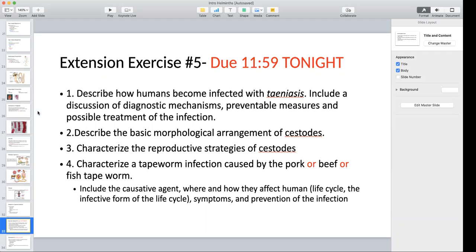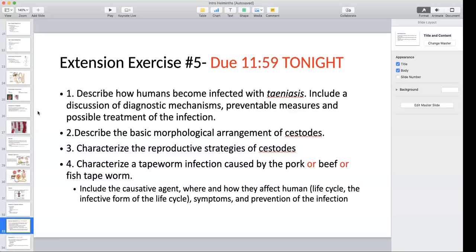Then you want to characterize the reproductive strategies of cestodes. Characterize a tapeworm infection caused by pork or beef or the fish tapeworm, either one of those that we talked about. As you're characterizing that infection, include the causative agent, where and how these tapeworms can affect humans, the life cycle, what happens, and some symptoms. And how can we prevent this infection? Making sure we cook our meats properly and so forth. So take some time to work through these tonight.